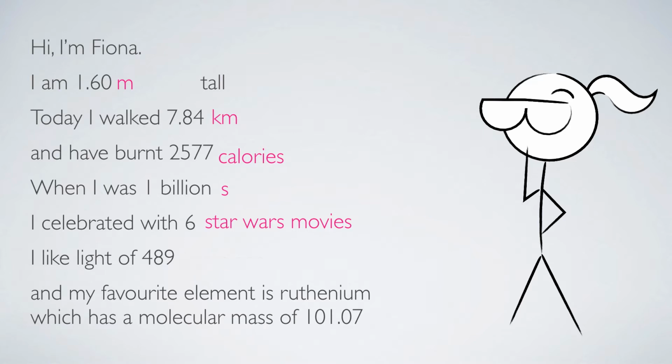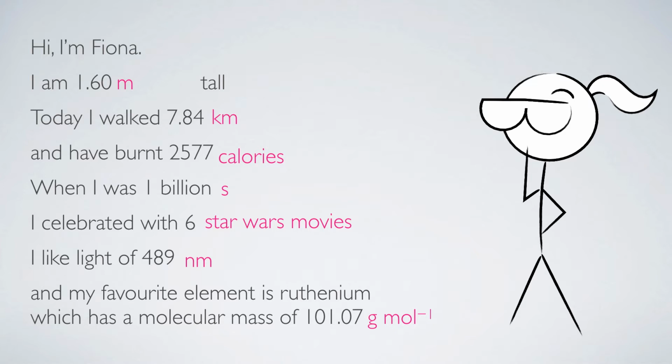I like light of 489 candles would be romantic, but actually 489 nanometers. For me, it's a really beautiful blue. And actually getting to a chemistry example, the molecular mass of ruthenium is 101 grams per mole.